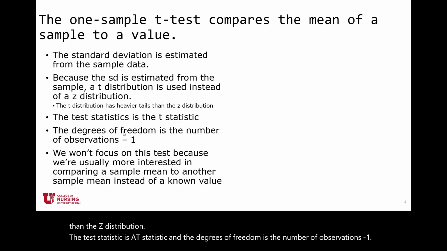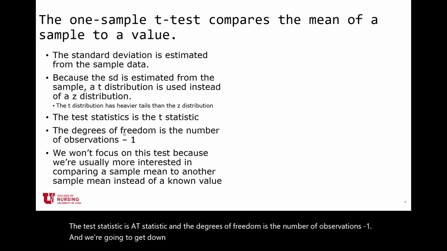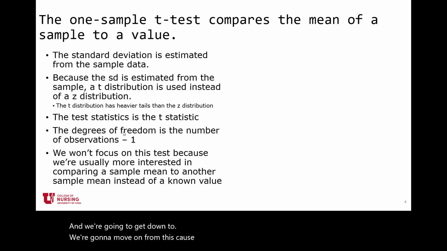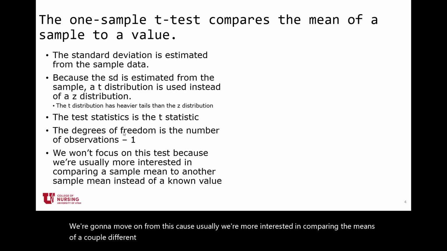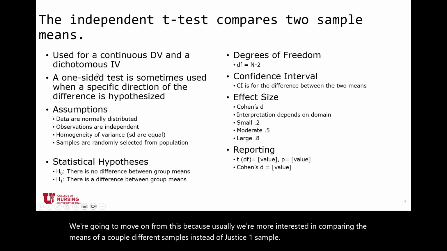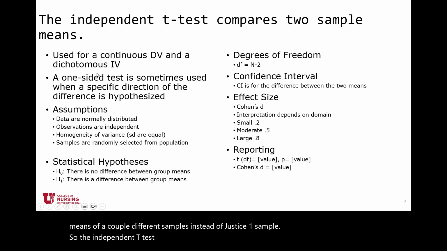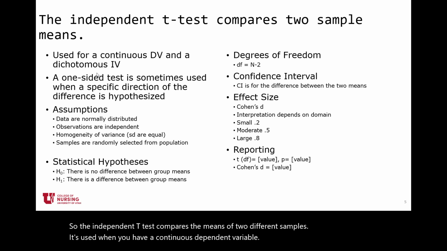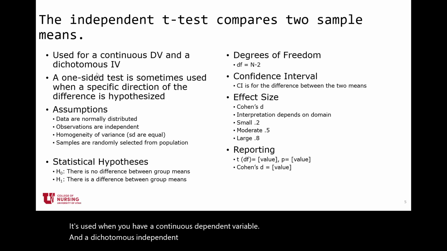We're going to move on from this because usually we're more interested in comparing the means of a couple different samples instead of just one sample. So the independent t-test compares the means of two different samples. It's used when you have a continuous dependent variable and a dichotomous independent variable. Dichotomous means you have two groups.